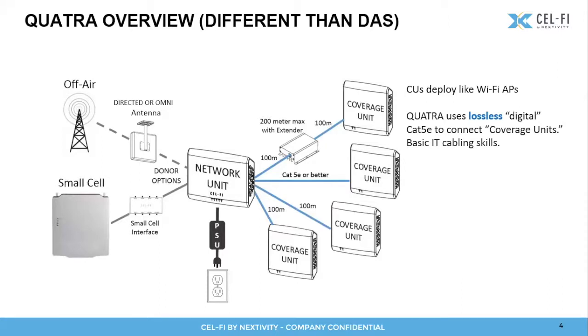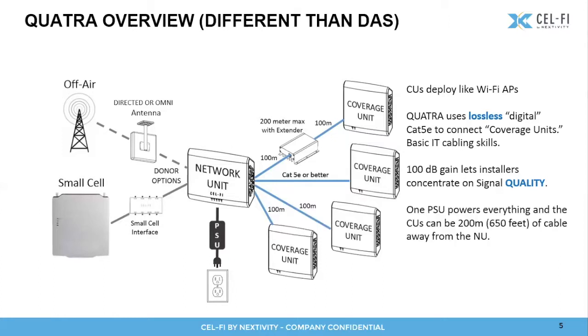Full power is delivered up to 650 feet away from the network units. We also enjoy 100 dB of gain, and that's really important because with traditional systems you have to worry about gain, since their gains are limited, which means you have to worry about the level of the donor signal that's coming in. But with 100 dB of gain, you really don't have to worry about the level of your donor signal, and you can concentrate on something more important, which is signal quality, because that's what you want to deliver to the users inside the building. You're trying to give them a good experience.